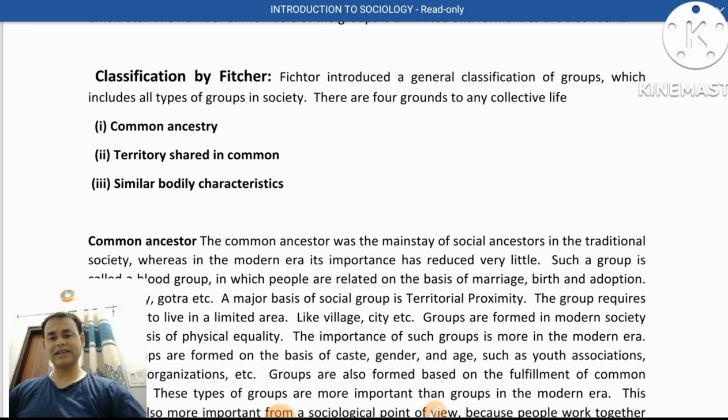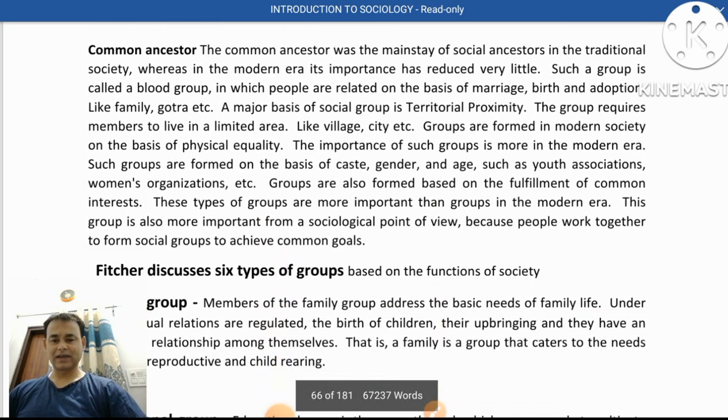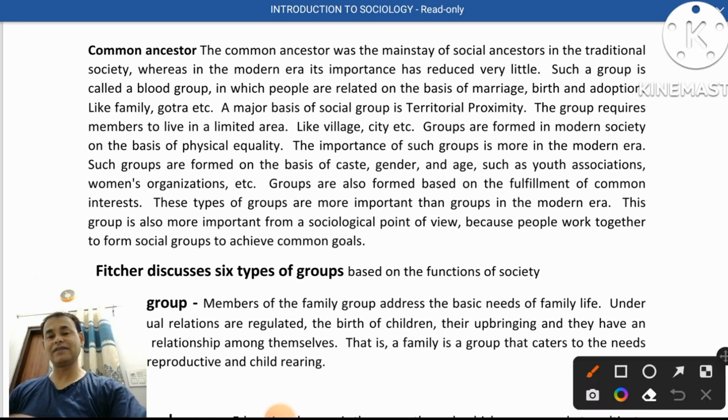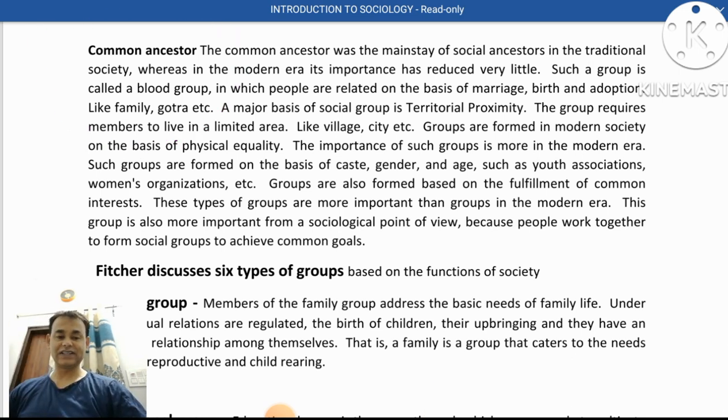Common ancestry. It is very clear that social ancestry was the main history in the traditional society, whereas in the modern era its importance has reduced very little. So common ancestor is very important in feature definition.